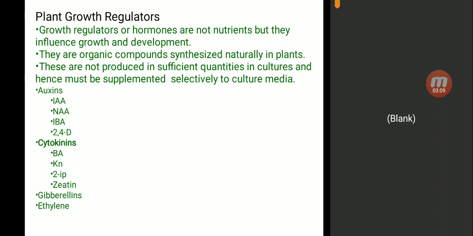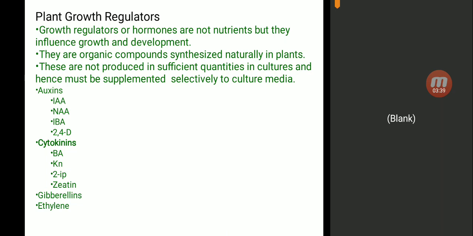This technique requires growth regulators. Growth regulators are nothing but hormones, and they influence the growth and development of a plant cell in vitro. They are organic compounds that are synthesized in the plants naturally, or they can be synthesized artificially also.